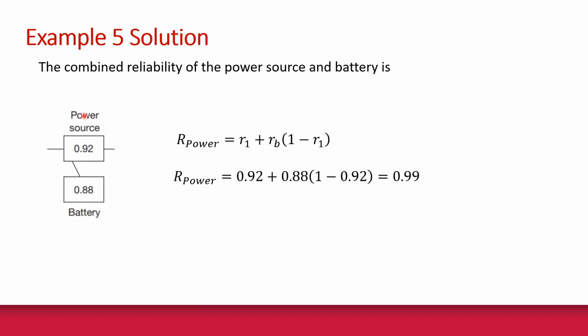So for the backup system, we apply the formula from the previous lecture. The reliability is equal to R1 plus the backup times (1 minus R1). Here the power source is our R1, and then our backup is 0.88. So we calculate this, and we get 0.99 for the reliability of the power source and the battery.